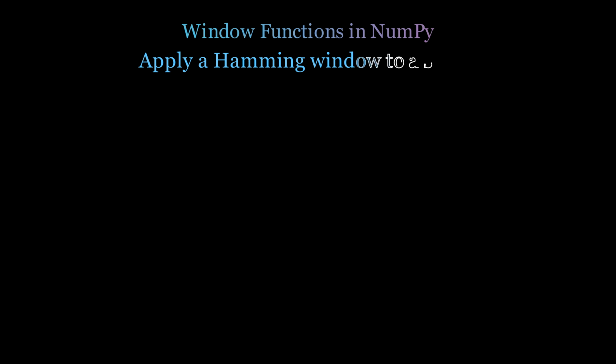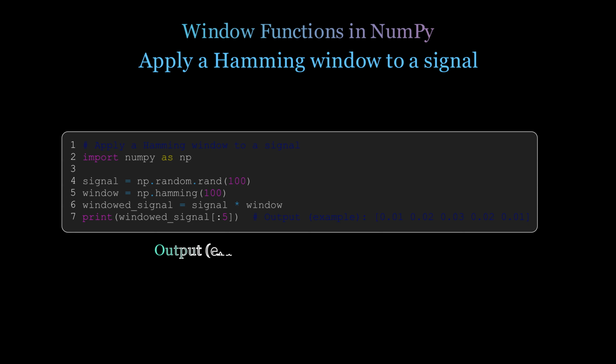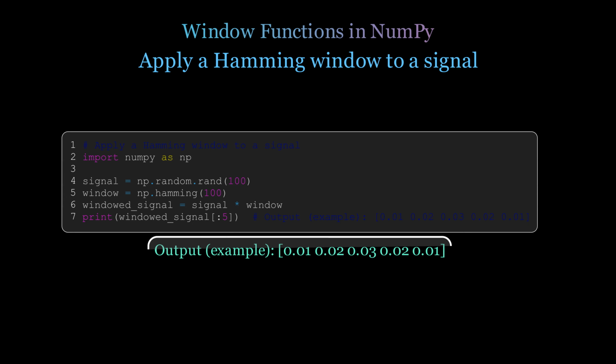Window functions like Hamming reduce spectral leakage in signal processing. The Hamming window tapers signal edges smoothly to 0. We multiply our random signal pointwise with this window.